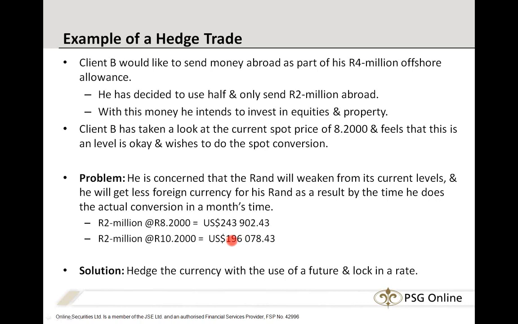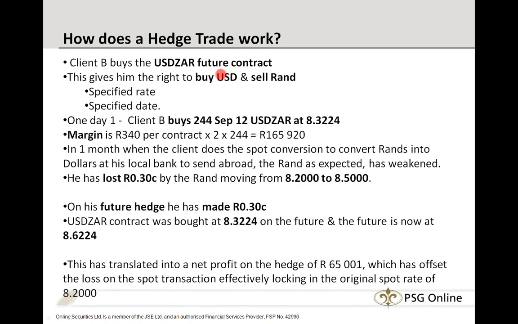So that's a solution, is to hedge the currency by using a currency future. And you want to lock in the current rate. And that's why we talk about using currency futures as a hedge. You're locking in the current rate. So he goes and buys the US dollar contract. In other words, he's giving you the right to buy the US dollar and sell the Rand because he anticipates the Rand to get weaker. He wants to take advantage of the weaker Rand. Hence, he buys the US dollar and sells the Rand.